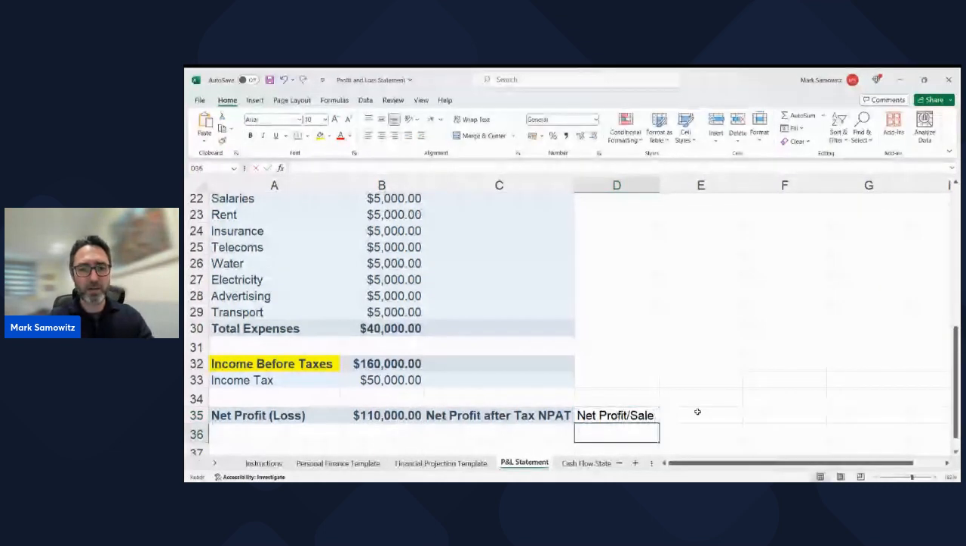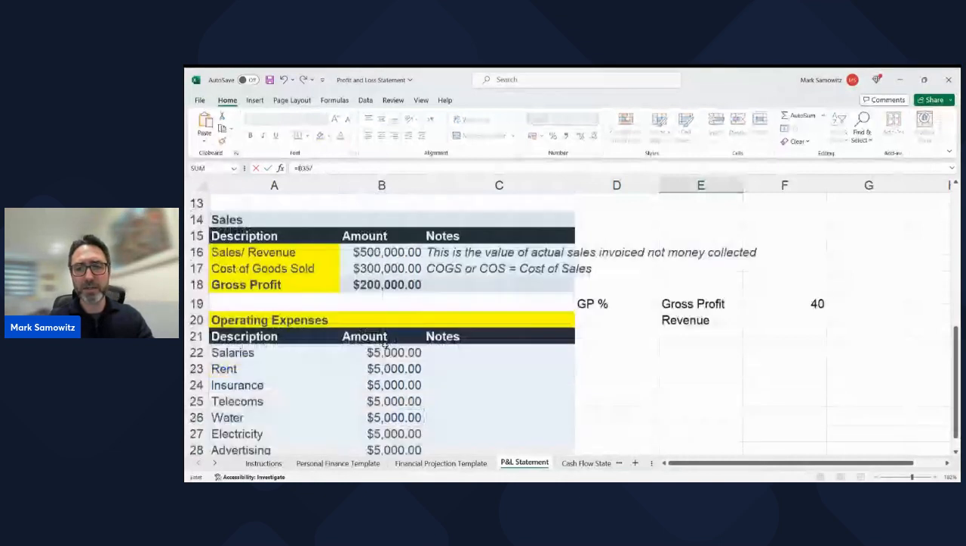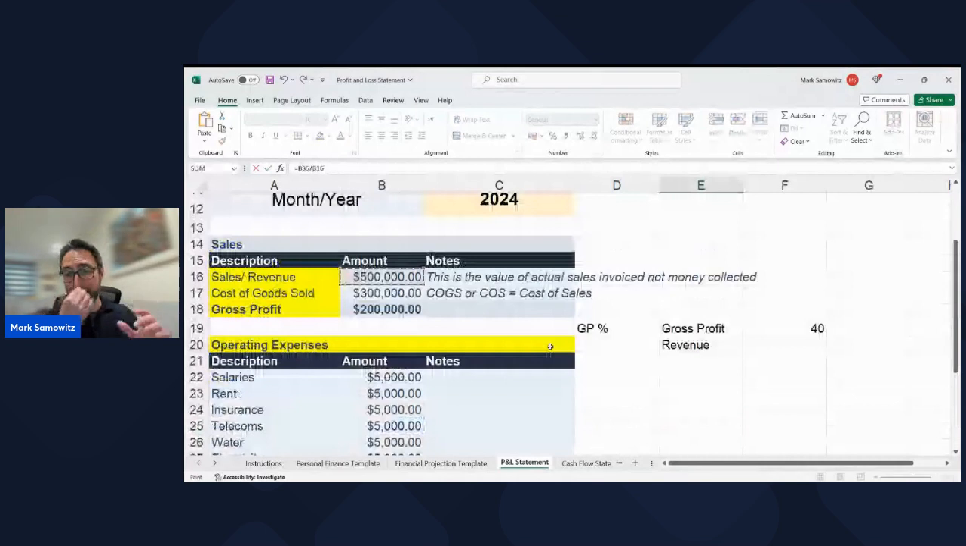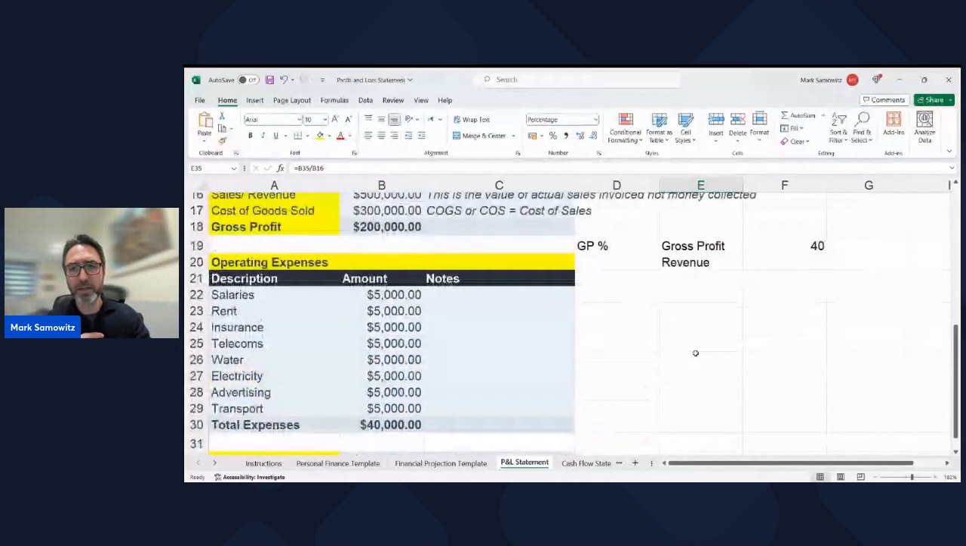So let's calculate that number, 110,000 divided by 500,000, and obviously we times by 100. So our net profit margin would be 22%, whereas our gross profit margin is 40%.